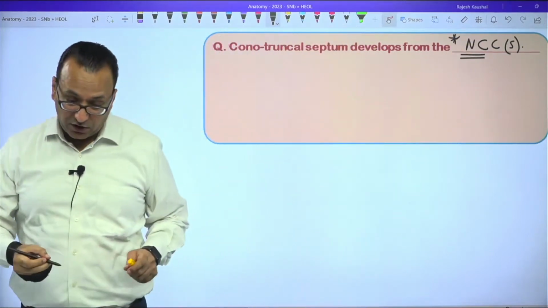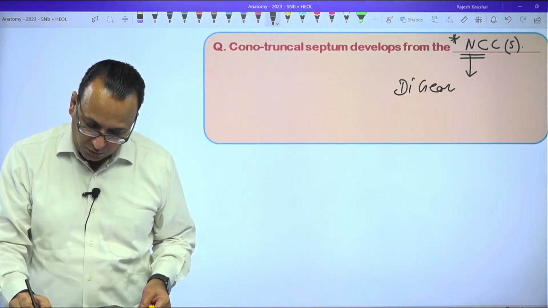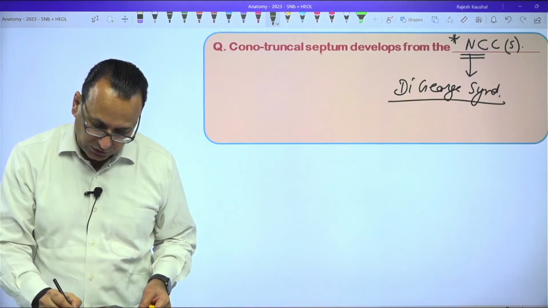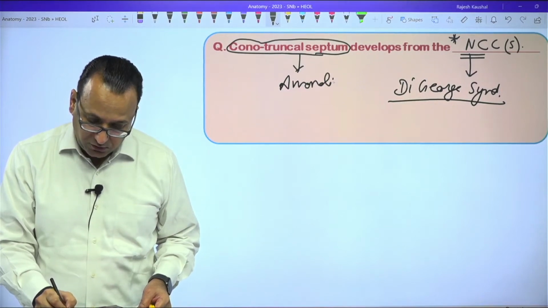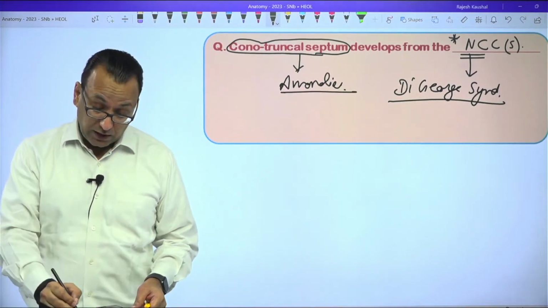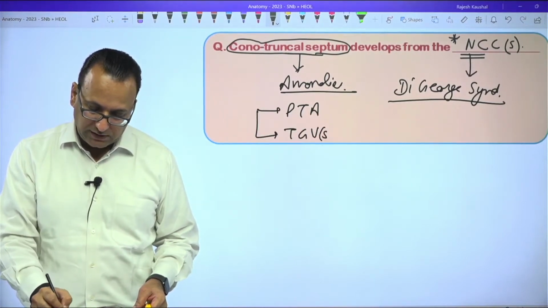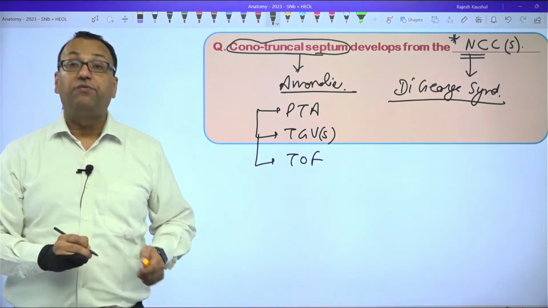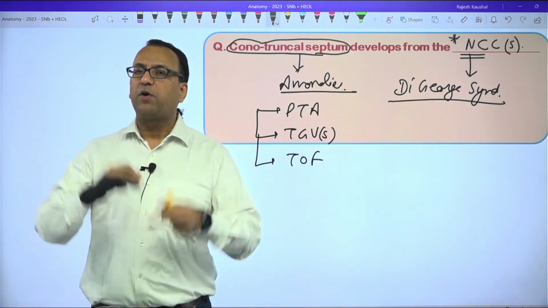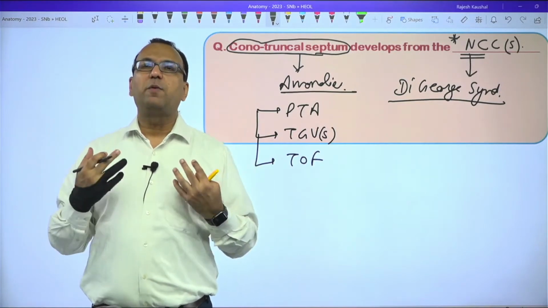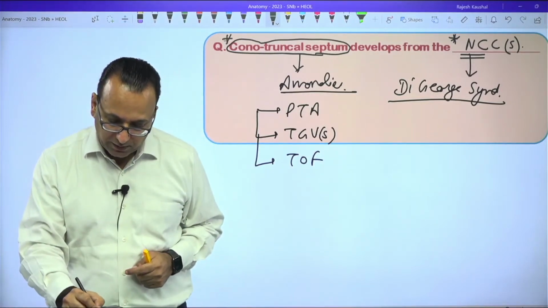If we have a case of neural crest cell migration problem, that is the DiGeorge syndrome, it is understood that we can have what are called conotruncal septum anomalies. And these conotruncal septum anomalies could be persistent truncus arteriosus, or the transposition of great vessels, or tetralogy of Fallot. And it is also to be understood that in neural crest cell migration problem, DiGeorge syndrome, the most common cause of death is cardiovascular defects, and that could be basically conotruncal septum anomalies.